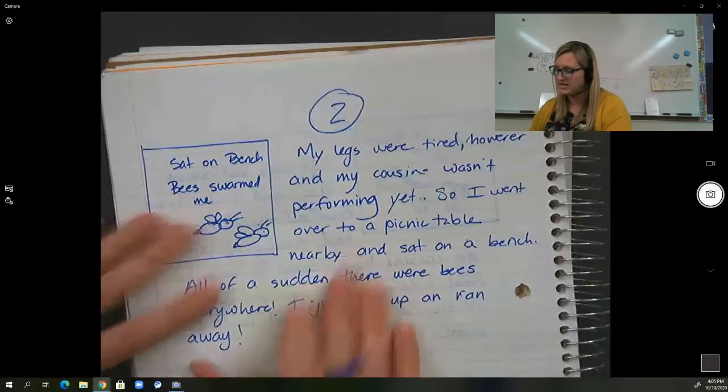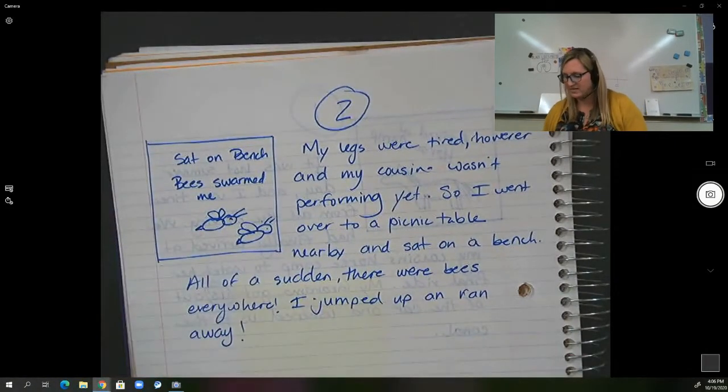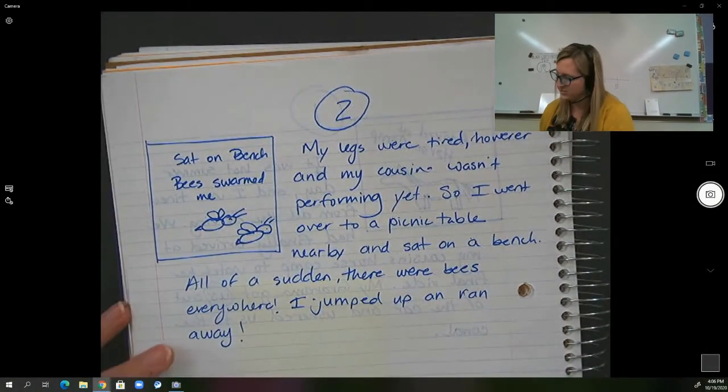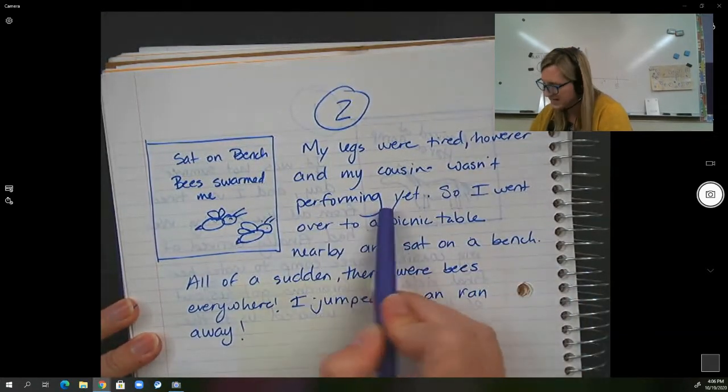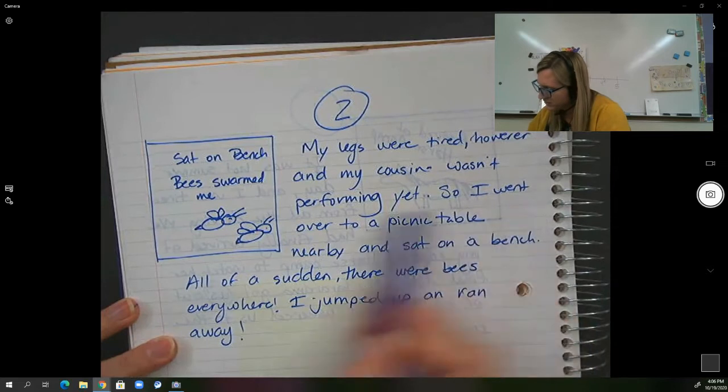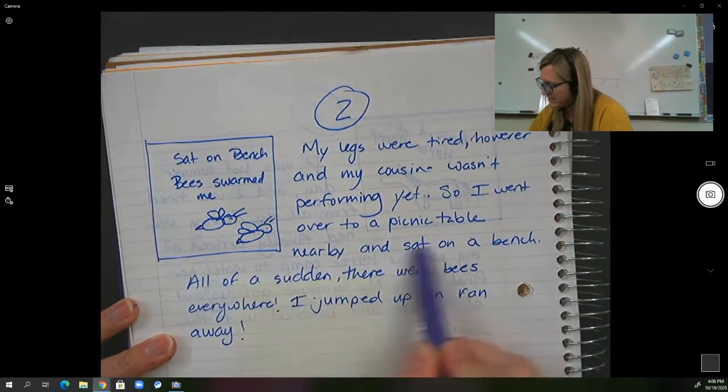Now, in this section, the biggest part is when I sat on the bench. So let's see what I can do to add to it. My legs were tired, however, and my cousin wasn't performing yet. So I went over to a picnic table nearby and sat on a bench.